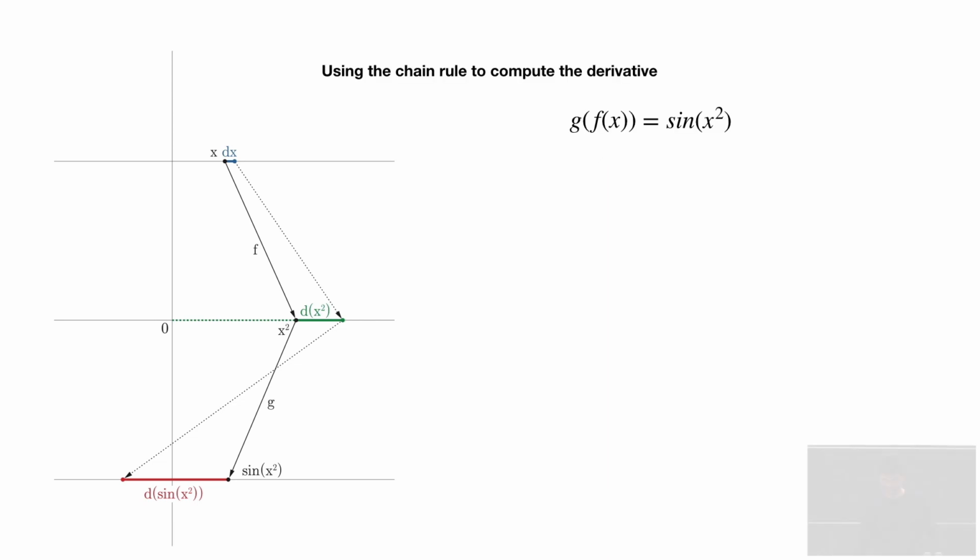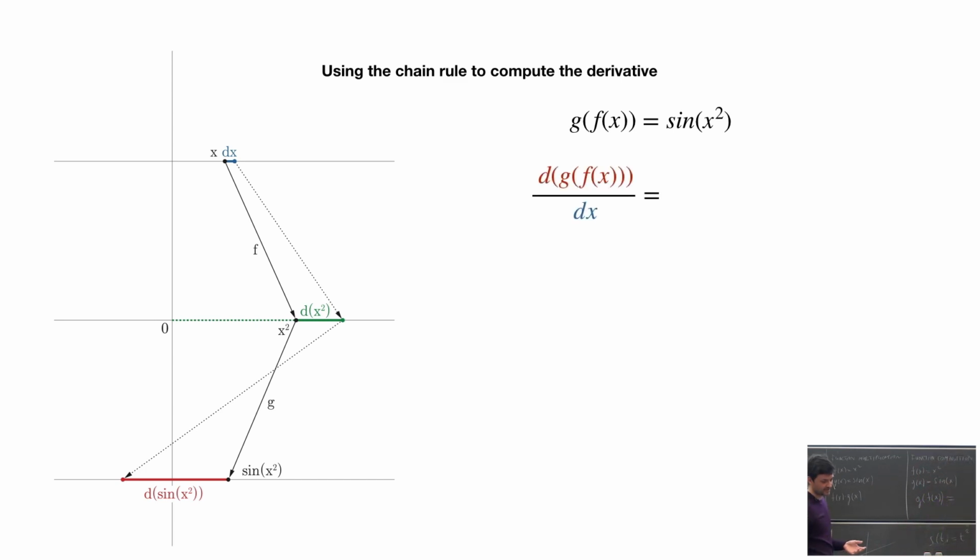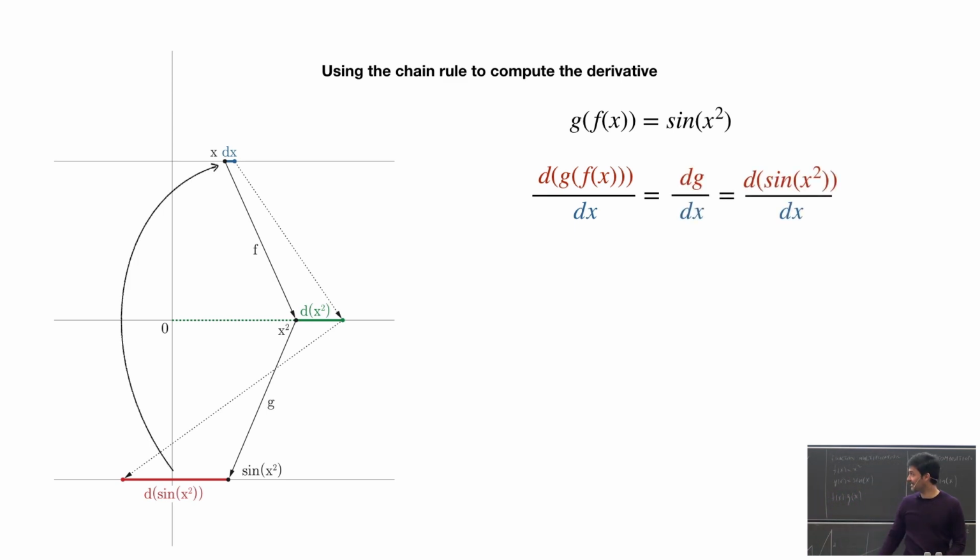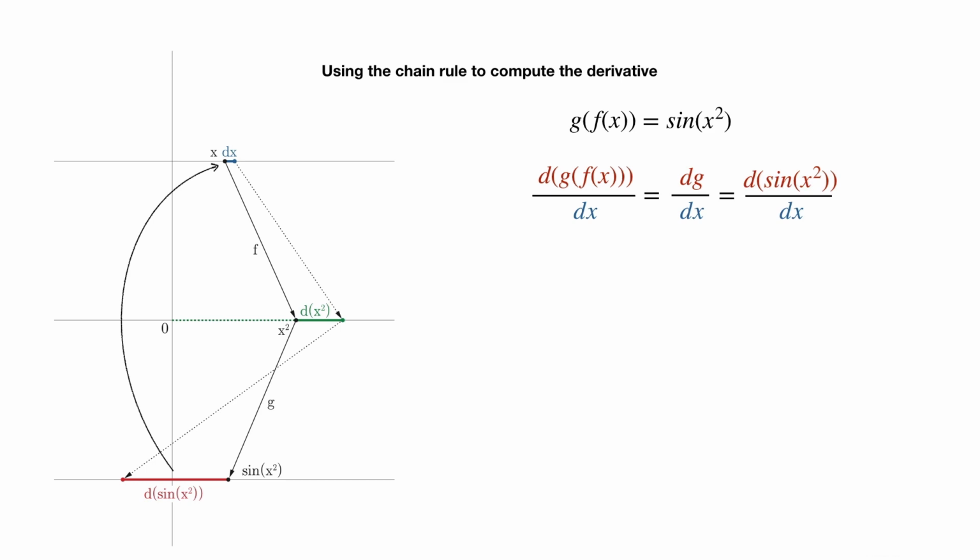Yeah? And now let's try to see what the derivative is here. As you can already imagine, the derivative is simply the red line over the blue line, so the length of the red line divided by the length of the blue line. And you already know that they are not real lines, they're shrinking magnitudes, and they shrink at the same time at different speeds. Okay, so it's dg over dx, red over blue. But how can we compute it? It's a little bit complicated to compute d of sine of x squared over dx. How can we simplify this?